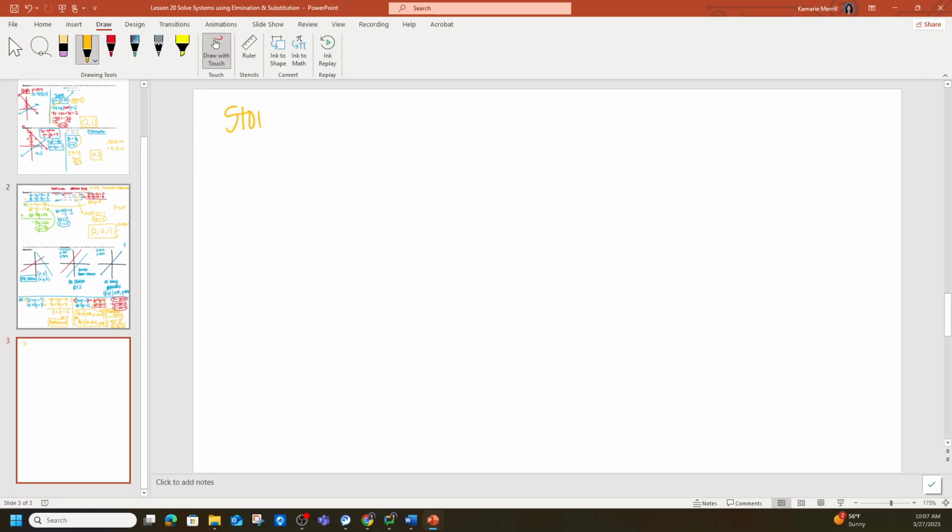So if I have a story problem, and if I ever have 2 unknowns, I have to set up the 2 equations, okay? So I'm going to read off the story problem.